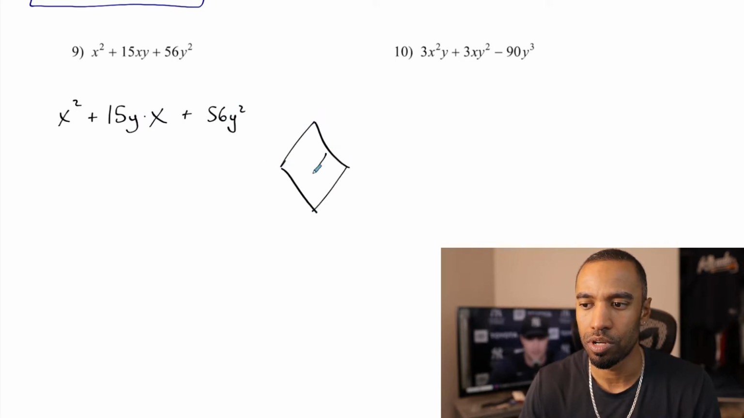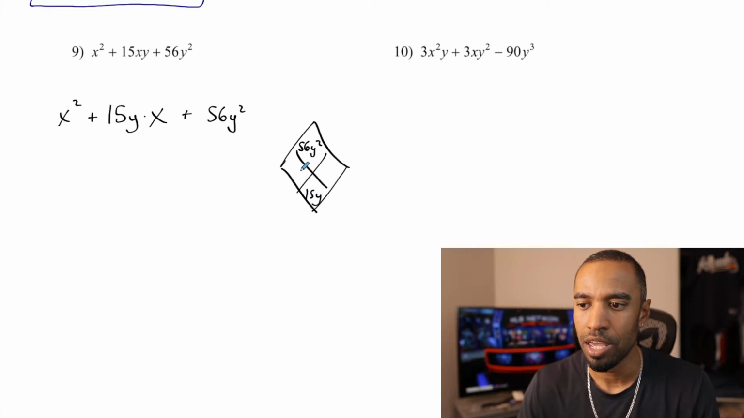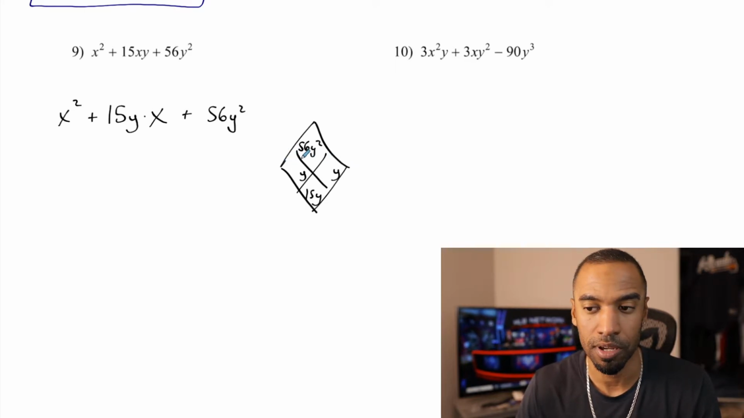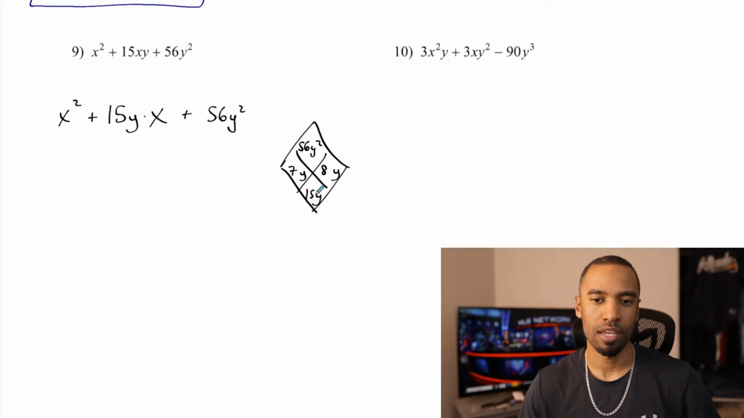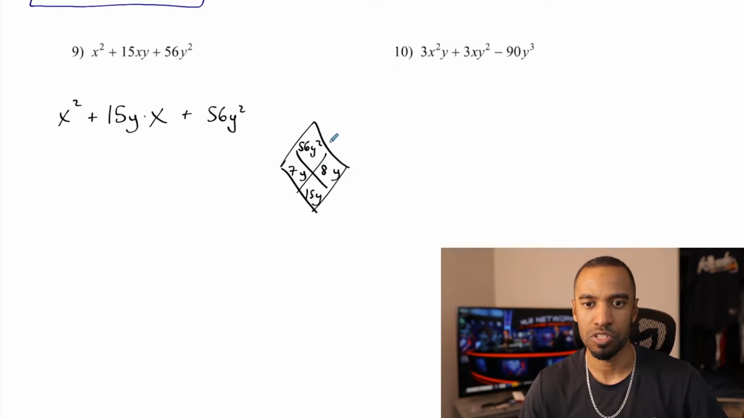If I asked you what two numbers multiply to make 56y squared and add to make 15y, you'd know both of these numbers would have a y in it. And look, I'll tell you right off the bat, guys, I'm not going to go too deep into this. That's 7y and 8y. 7y plus 8y is 15y. 7y times 8y is 56y squared.